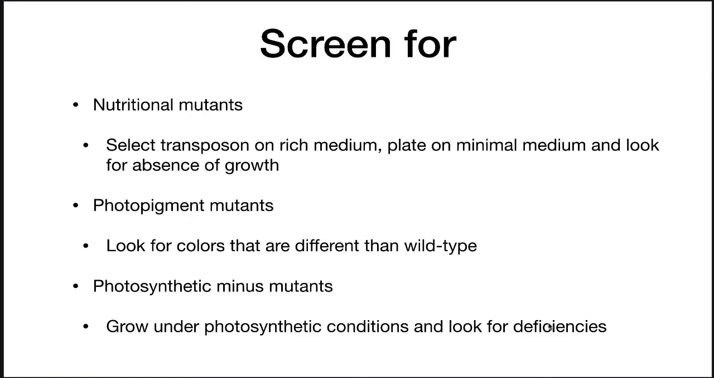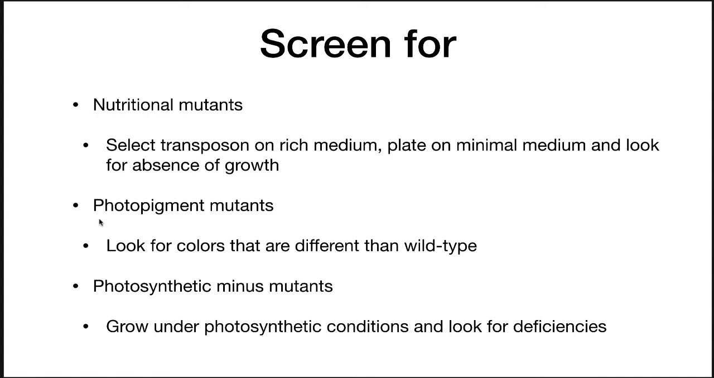Once you have this, what we do in the advanced microbiology lab is we will then screen for different mutations. So you will take all the colonies that come up that are Rhodospirillum rubrum, and you will pick them and put them on different plates. You select for the transposon in a rich medium, you plate on a minimal medium, and you look for the absence of growth. That will tell you whether the organism has a mutation such that it can't grow on minimal medium. It's got some nutritional deficiency.